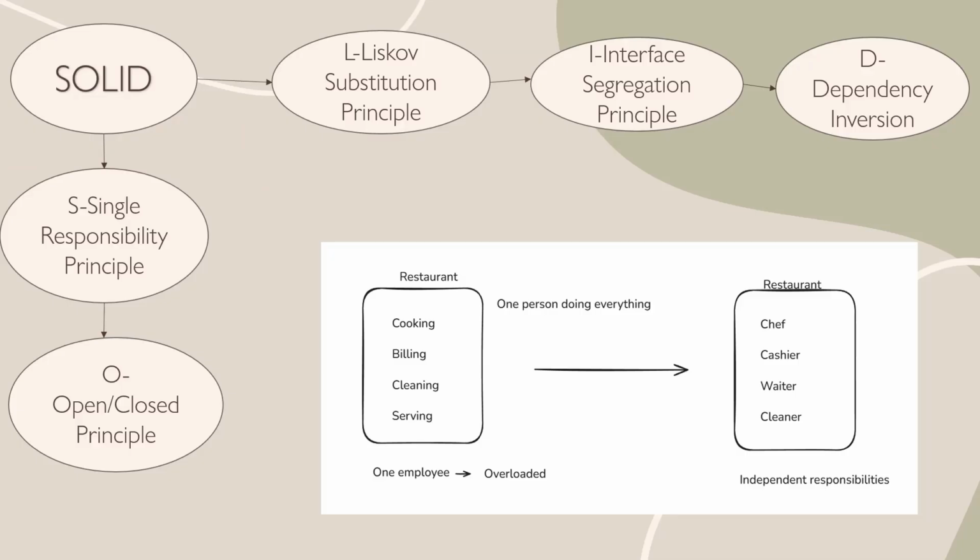SOLID is a set of five design principles introduced by Robert C. Martin, also known as Uncle Bob. These principles guide us on how to structure classes and modules. The goal of SOLID is simple. Code should be easy to understand, easy to extend, easy to maintain, and easy to test. SOLID is not mandatory, but following it makes you a better software engineer.